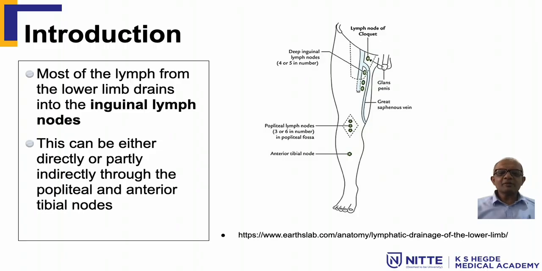Most of the lymph from the lower limb drains into the inguinal group of lymph nodes. These nodes are located in the upper part of the medial side of the thigh, below the inguinal ligament. This drainage can be either direct or partly indirect through other nodes, which are called popliteal and anterior tibial nodes.